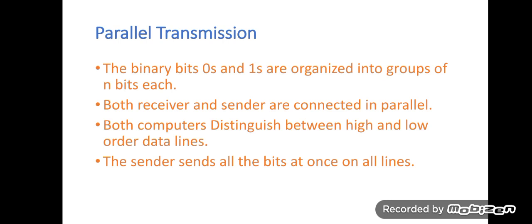Both computers distinguish between high and low order data lines. The sender sends all the bits at once on all lines. Because the data lines are equal to the number of bits in a group or data frame, a complete group of bits is sent in one go.